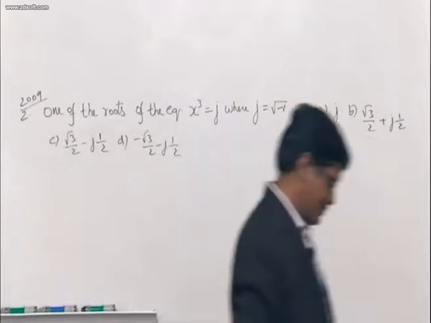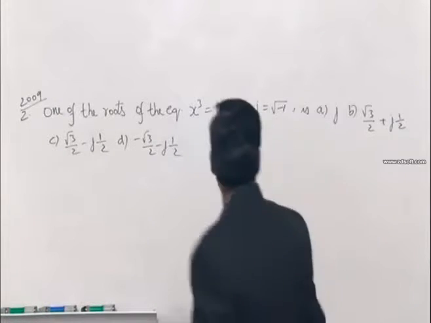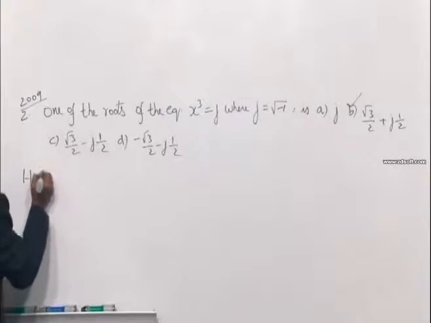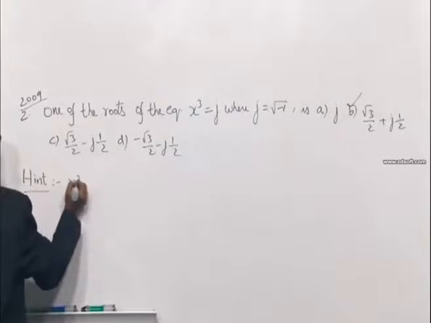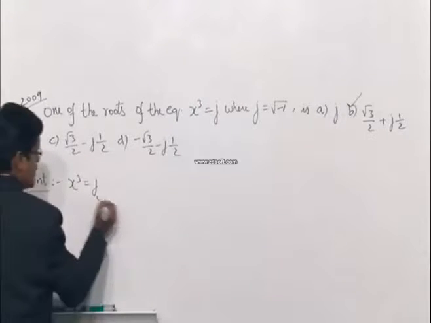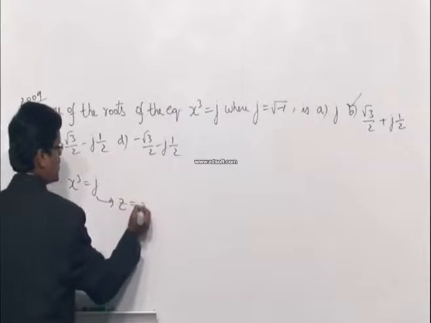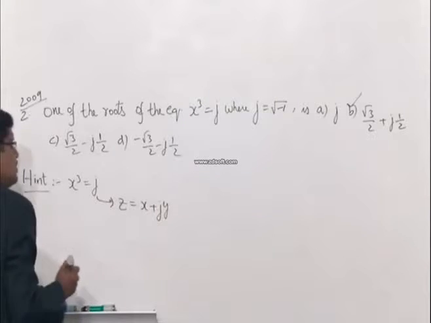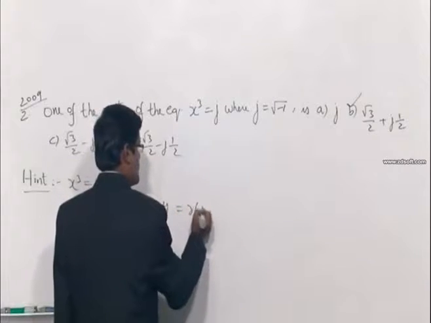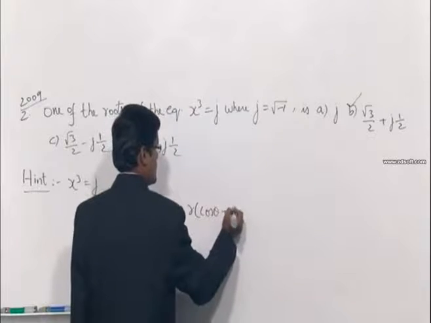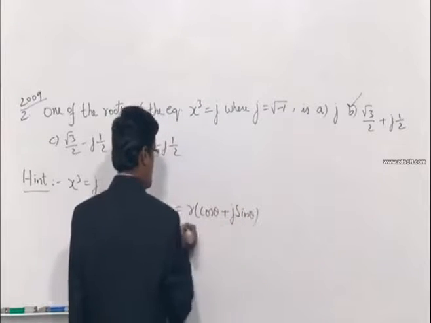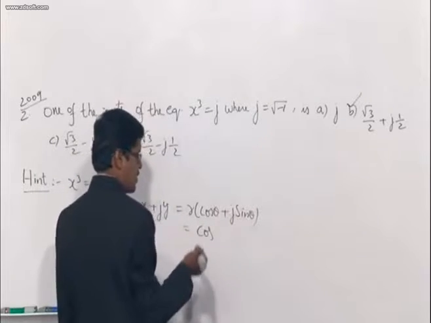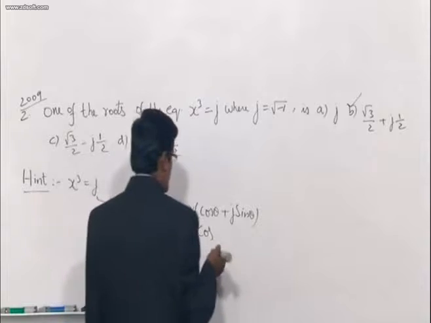Just I am going to give the hint. Answer is option B. Hint: x cube is equal to j. So this is your given complex number z is equal to x plus jy, which is in the form of r into cos theta plus i sin theta. Instead of i, it is given j. Using that, you later check r value, theta value correct or not. Look at the previous problem procedure, you will get it.